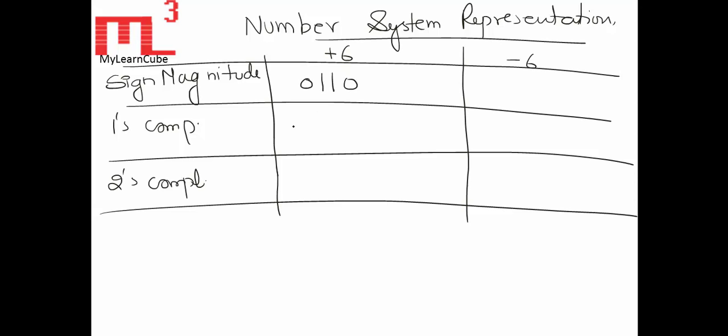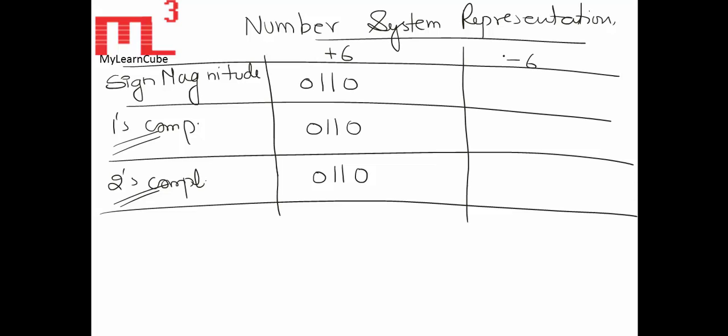The point I want to make here is, for a positive number, the sign magnitude form, the ones complement form and two's complement form are the same. As I already told you, ones complement and two's complement representations are introduced to represent negative numbers only. So for positive numbers, all three representations are the same.